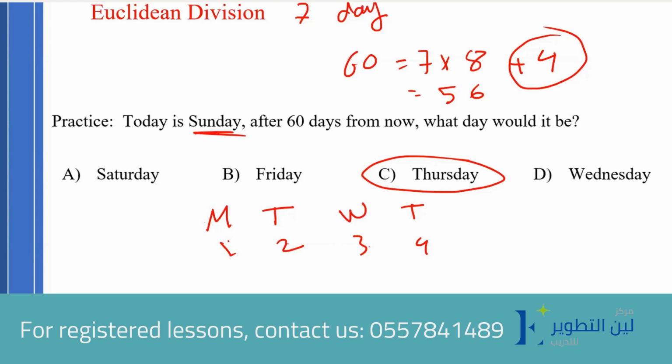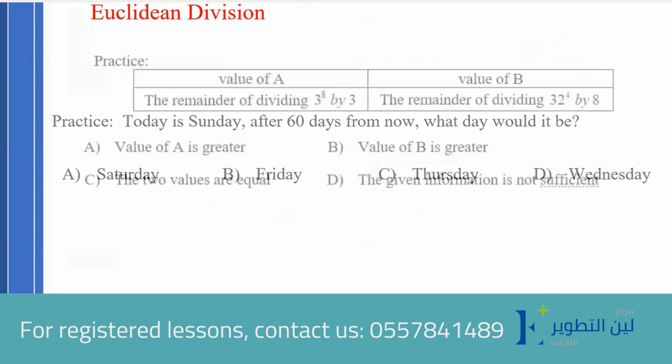Okay. So this is a common problem. It usually comes with the Euclidean division. It's about the remainder, and it's easy to do. Any question? Or should I give you another problem about the Euclidean division? Okay, here is another one.